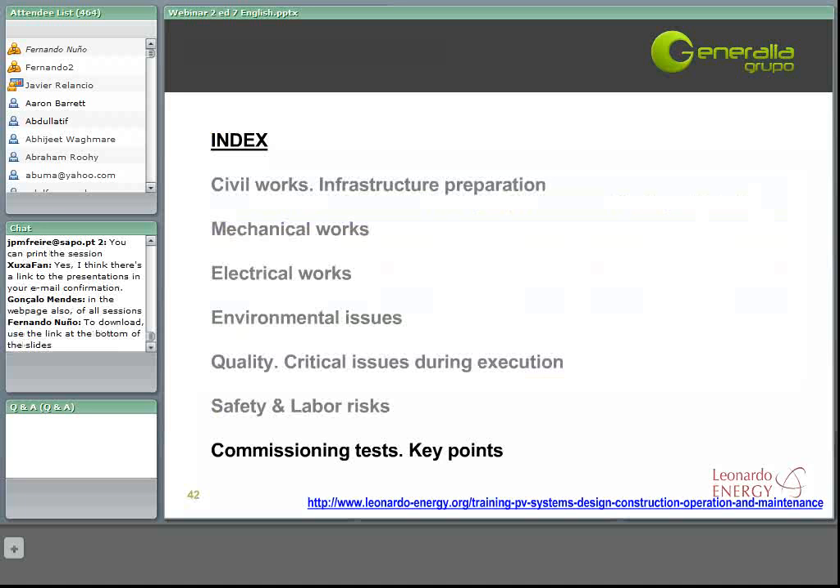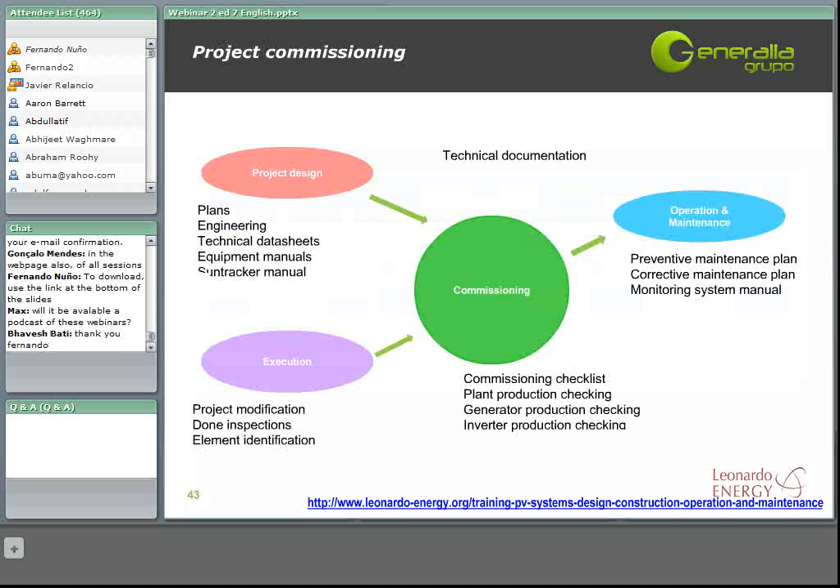Now we have got to the final chapter of this webinar, which is the commissioning tests and their key points. Here we have a diagram of the whole project. We can see which tasks are to be done during the different stages of a project. In the first webinar we studied the project design, where the plans, the engineering, the technical data sheets, and the equipment manuals should be considered. Also, in case of sun tracking facilities, we should take into account for sure the sun tracker manual.